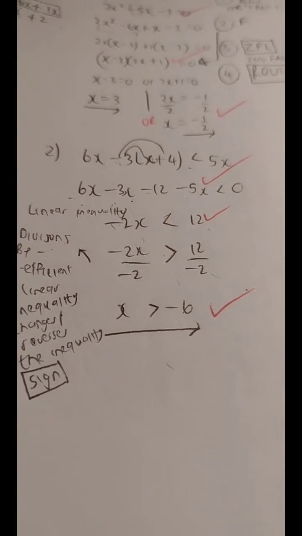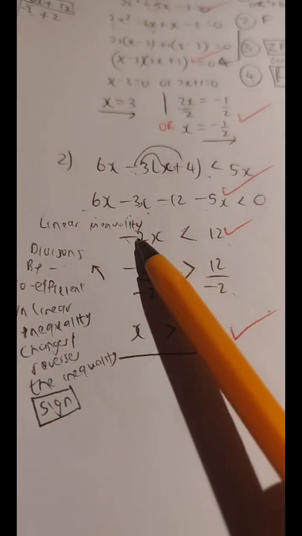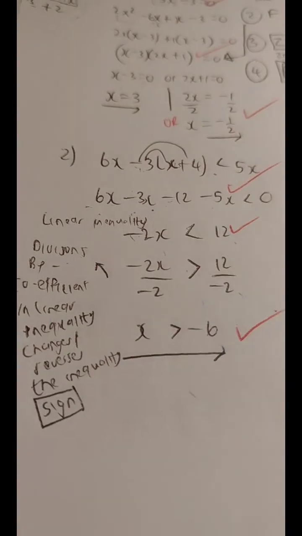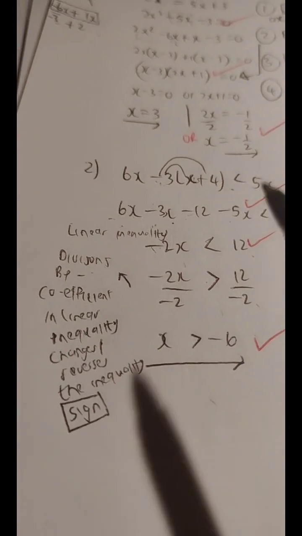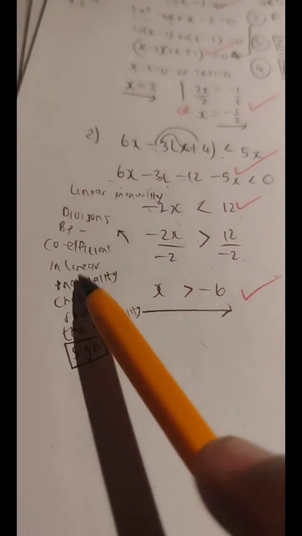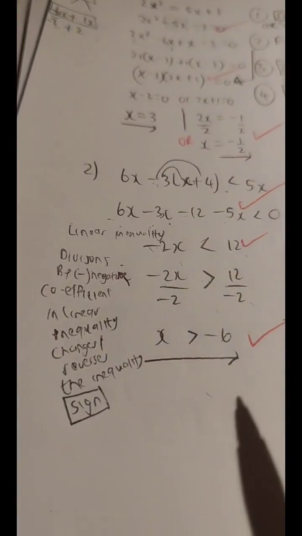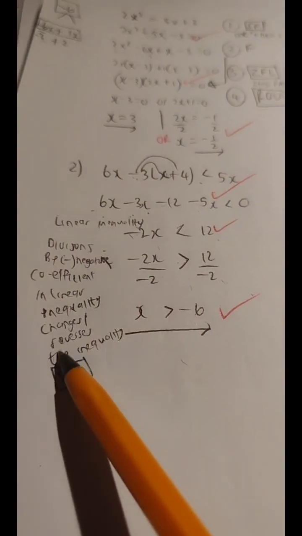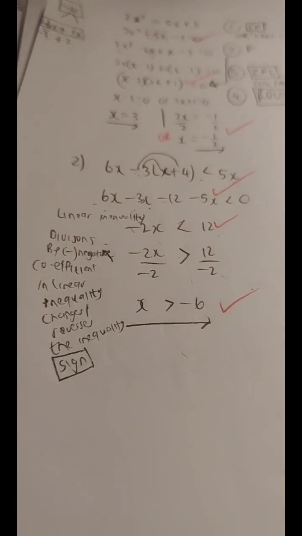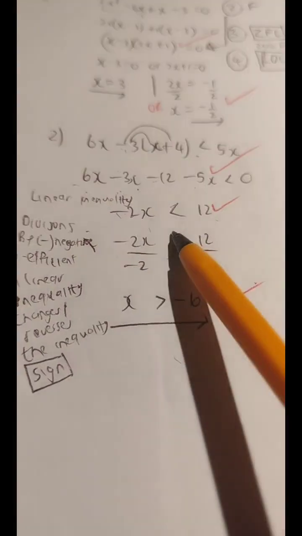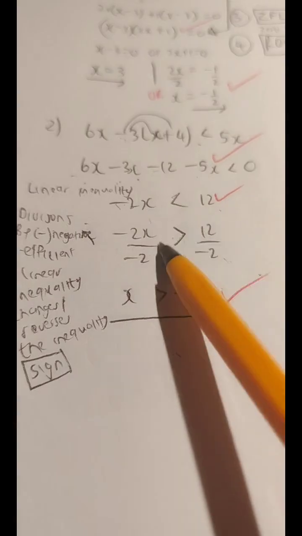So if it was positive, the inequality will remain. Yes, G-man. If this coefficient of negative 2x was just positive 2x, we'd simply divide by 2. There would be no inequality sign change. That's why I said division by a negative coefficient of the variable in a linear inequality changes or reverses the inequality sign. If it was positive 2x, the inequality sign would remain that way until the end.